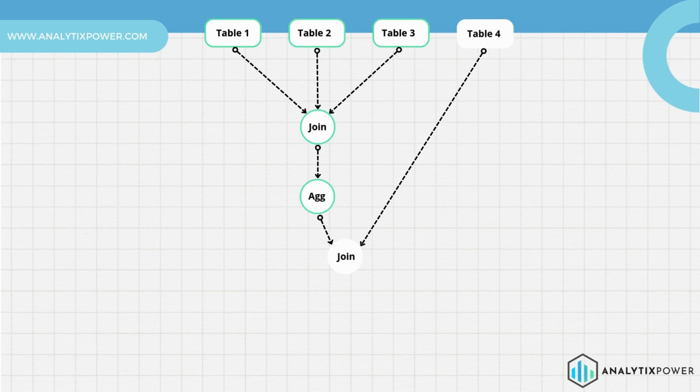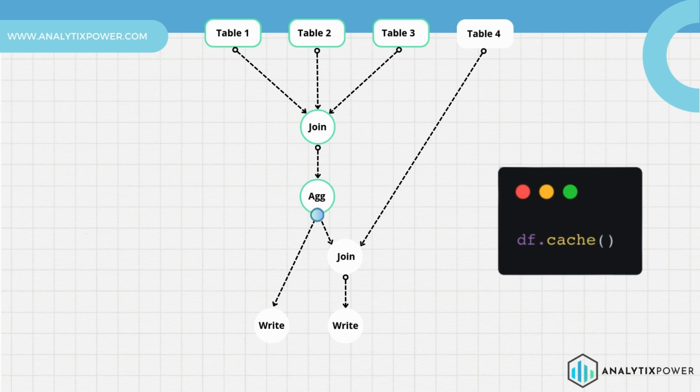We know that the second join is performed on the aggregated table. So we could keep the aggregated table in memory, execute the first write, and continue with the second join and writing. This means the join of the three large tables and the complex aggregation is performed only once. The command to keep a data frame in memory can be seen here. Cache is a lazy operation, meaning the table would be cached during the first write action.